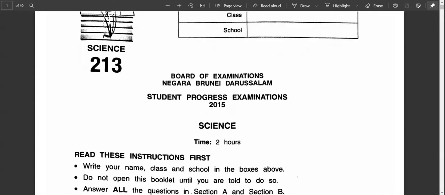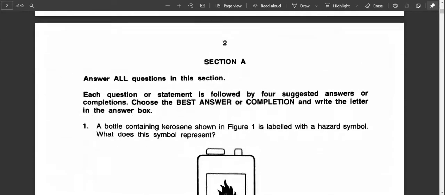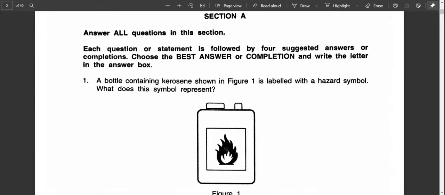So let's start with section A of the paper. Answer all questions in this section. Each question or statement is followed by 4 suggested answers or completions. Choose the best answer or completion and write the letter in the answer box. Number 1.